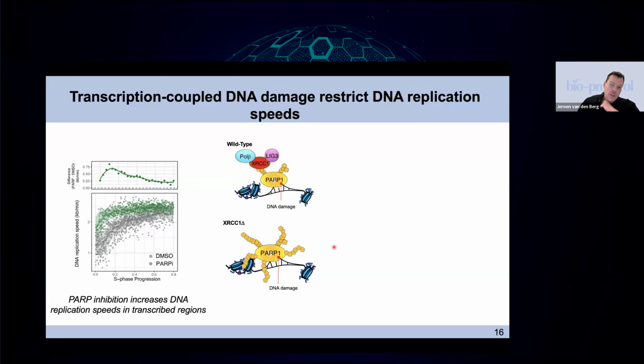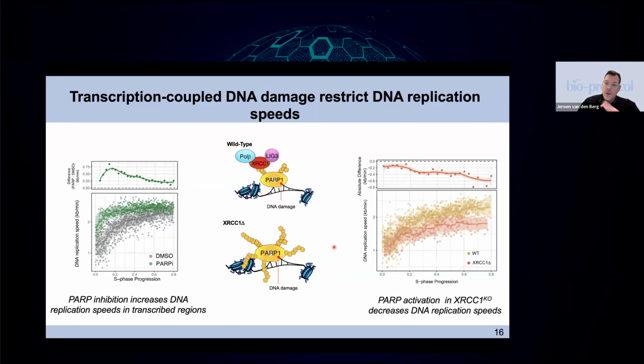So in order to address whether or not PARP activity is sufficient to decrease DNA replication speeds, we used this knockout, in which we clearly see that DNA replication speeds are lower in this XRCC1 knockout compared to our wild type cells, and you can also see this in this difference. So it seems that replication is like 200 base pairs to even 400 base pairs per minute slower in this XRCC1 knockout.